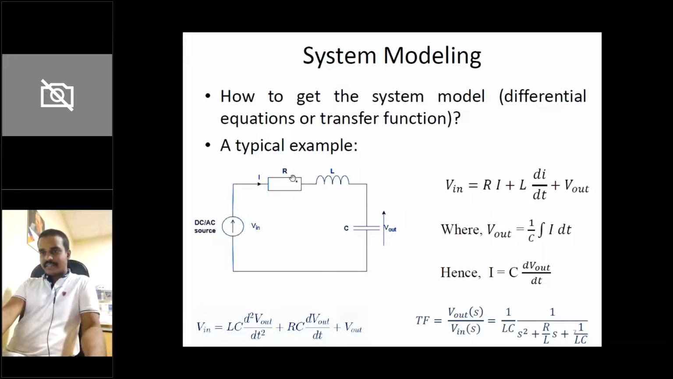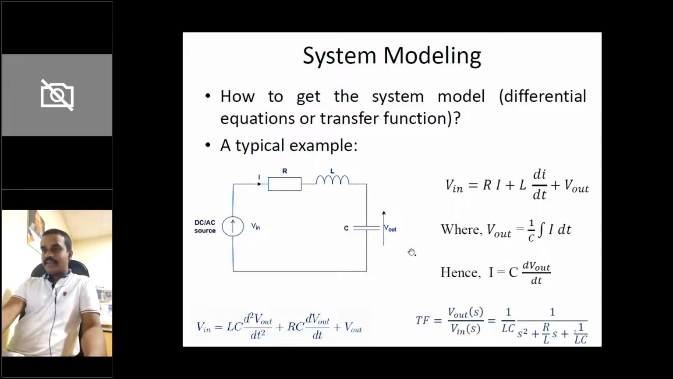So this is the series RLC circuit. R is the resistance, L is the inductance, and C is the capacitance. The output is the voltage across this capacitor, and this is the input, V in. Using KVL, V in equals R into I plus L di by dt plus V out.